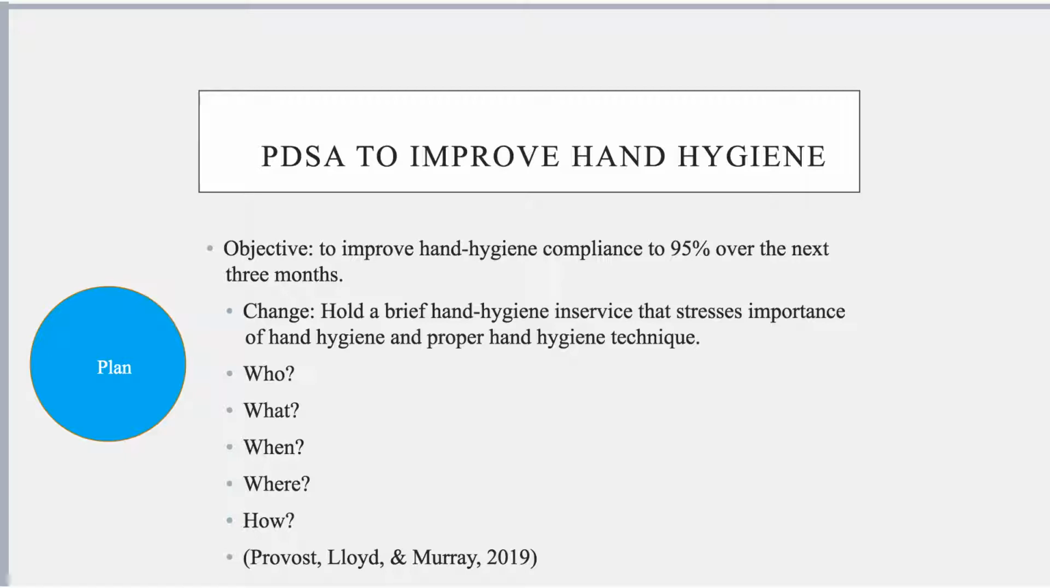Before we can begin to use the PDSA model, it is important to have a clear objective. My objective for this quality improvement project would be to improve hand hygiene compliance within the clinic to 95% over the next 3 months. This goal is clear, measurable, and time-specific.